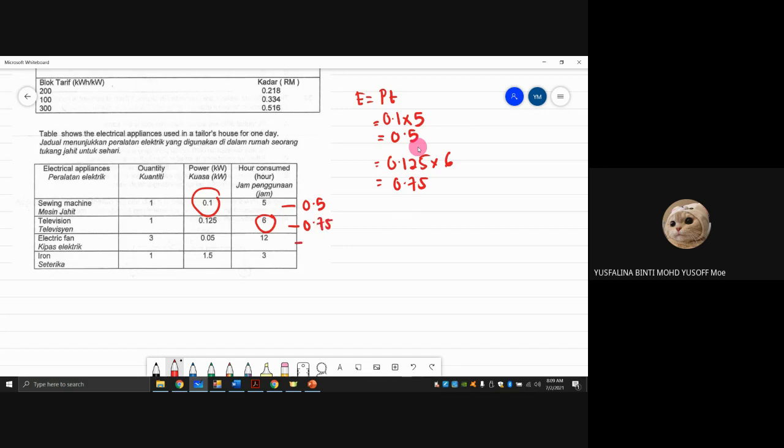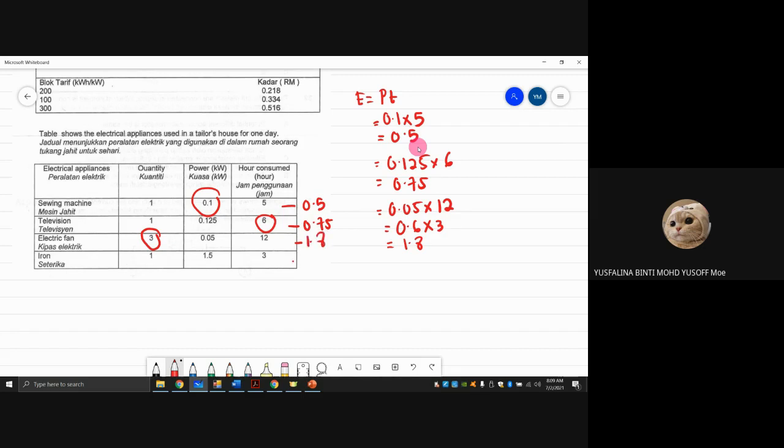And then for the electric fan, I also use the same formula. Power is 0.05. Then we have to times with 12 hours. So 0.05 times 12, you will get 0.6. But remember they have 3 electric fans. So after that you have to multiply with 3. 0.6 is only for one electric fan, so multiply by 3, you will get 1.8 for the electric fans.